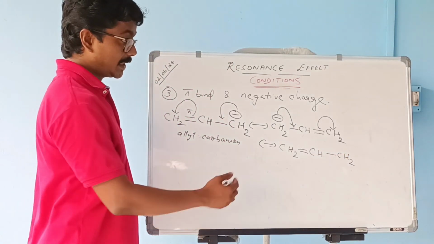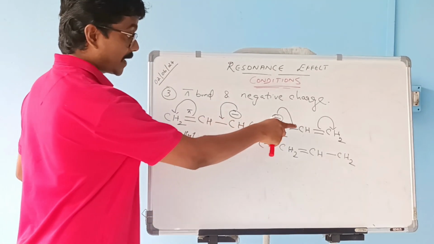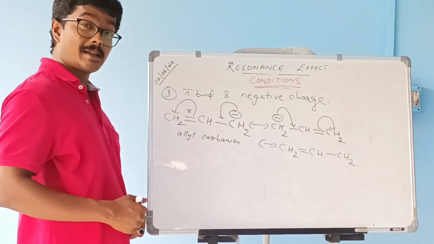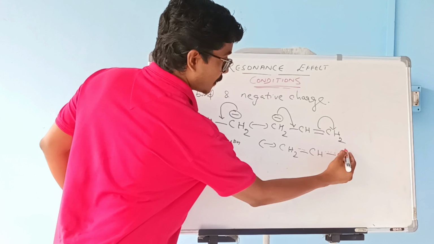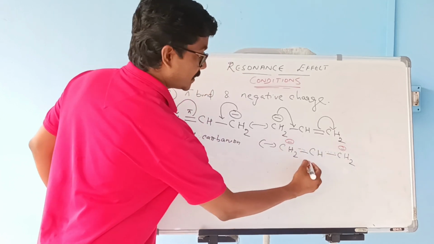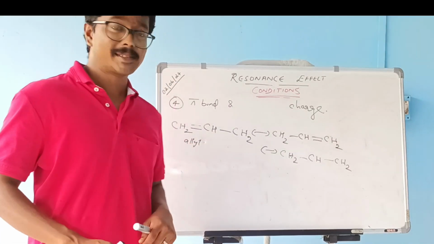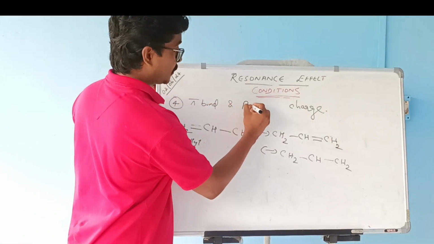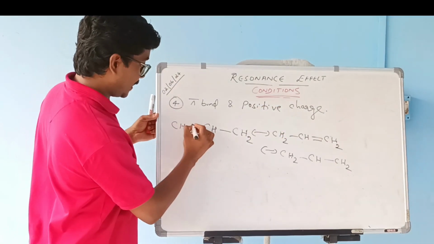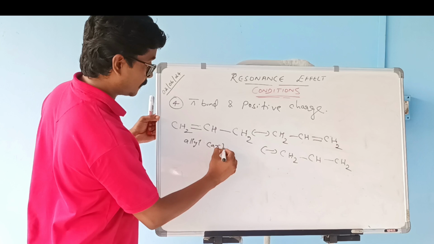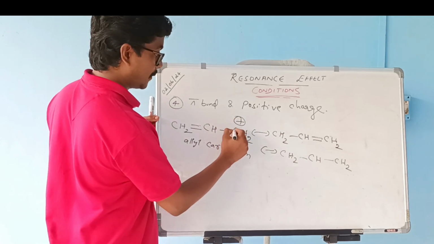So we can say that these are the canonical structures, and the hybrid structure is CH2, CH, CH2 with a partial negative on each terminal carbon. This is the hybrid structure. The fourth condition is a pi bond and a positive charge. Let's consider an allyl carbocation. Positive charge is there.